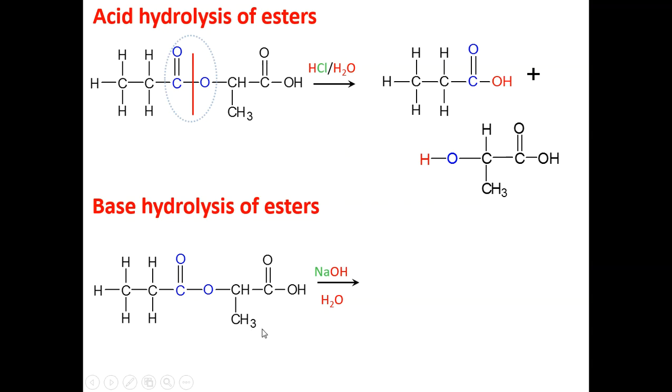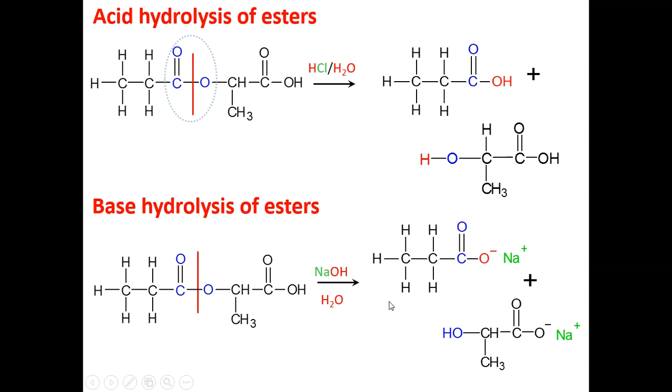If I do base hydrolysis, it's exactly the same thing. I break it down there. I get the same products, but I do another step. My COOH is acidic, so will react with any base that's there. So I form a carboxylate salt. So anywhere where you're going to form a COOH, make sure you turn it into the carboxylate salt.